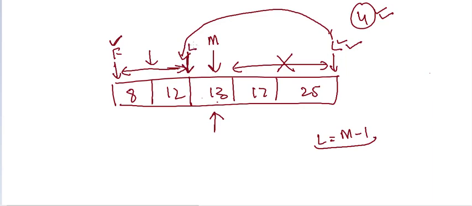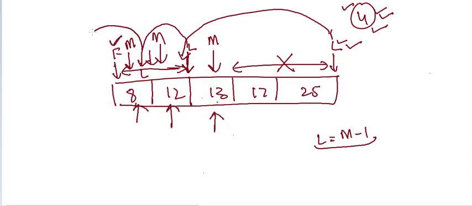We are going to calculate the new middle and try and look for 4 in the new middle. If 4 is less than 12, then we are once again going to move our last to this point, right? And we keep on doing this until what is going to happen? Until this is going to become the middle, and we are going to check if 4 can be found here. If 4 is not found here, we are going to move this last once again.